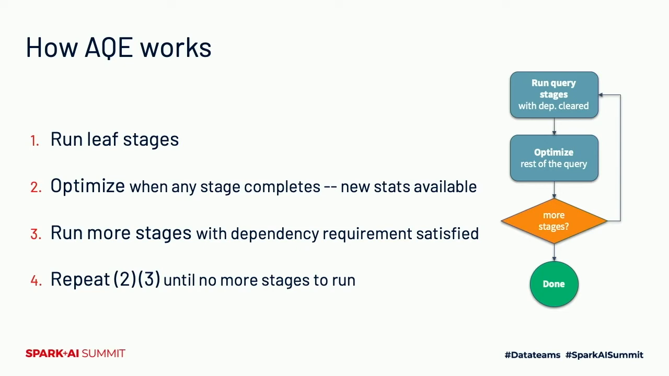So the next two steps are, one, to run the optimization and update the current query plan, and two, start the query stages with dependency cleared. We keep repeating these steps of performing optimizations and starting new stages whenever a running stage finishes. It brings the AQE process to its end once all the stages have been completed.